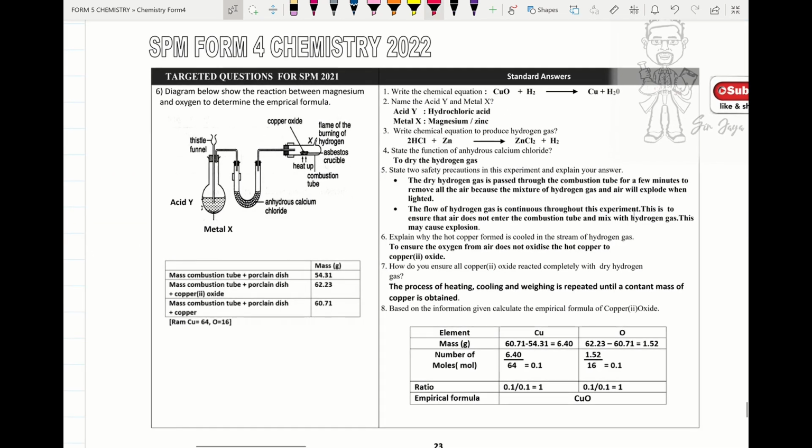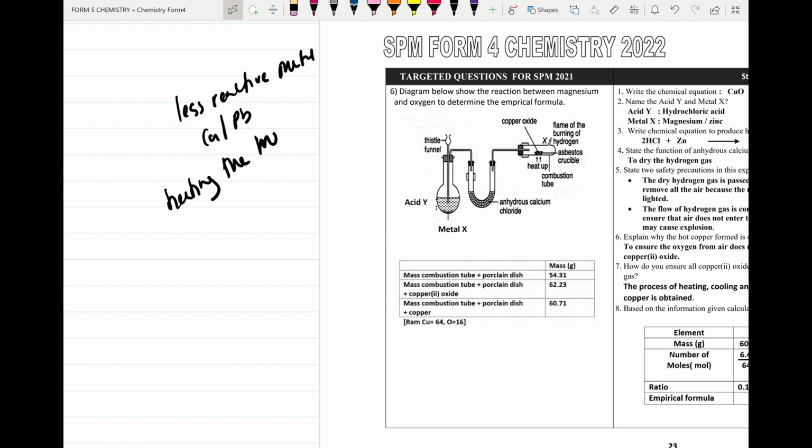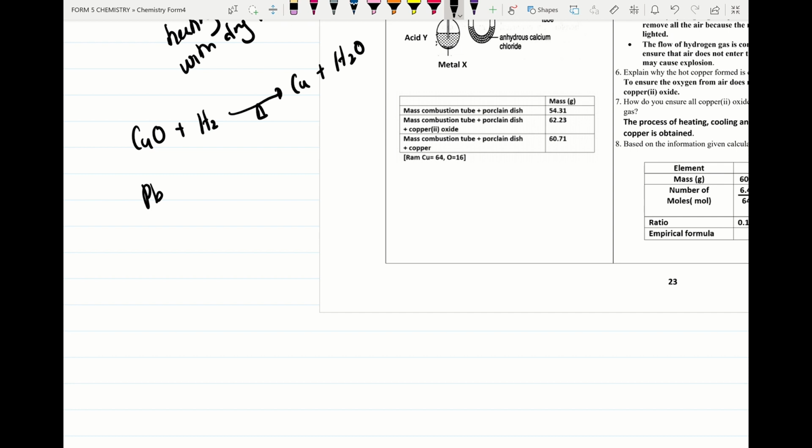So the last part, how to determine the empirical formula of less reactive metal. Please remember, less reactive metals are metals like copper or lead. We determine the empirical formula of less reactive metal by heating the metal oxide with dry hydrogen gas. For example, copper(II) oxide is heated with dry hydrogen gas, so we will get copper plus water. And for example, lead(II) oxide heated with dry hydrogen gas, so we will get lead plus water. So please remember this type of reaction.